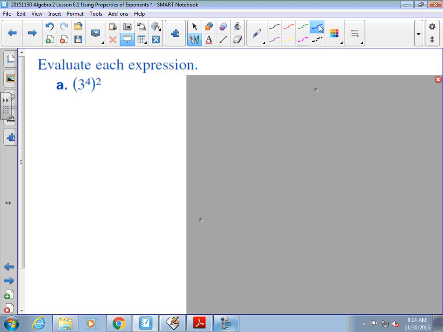This one first. 3 to the 4th power squared. Take about 30 seconds. Again, refer back to your properties of exponents to know: do you add these? Do you multiply them? Do you divide? What do you do with them?